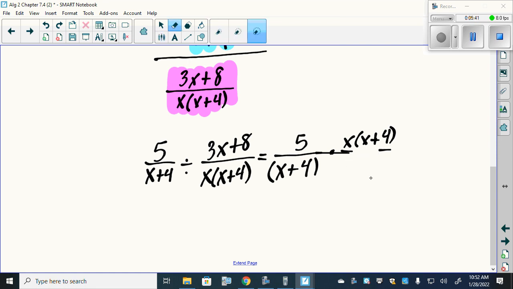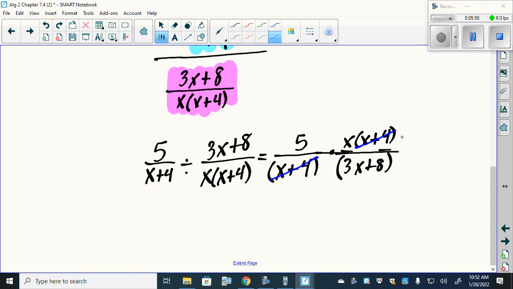I knew I had one too many fives. Because this here should actually be 3x plus 8. Well, here the x plus 4 and x plus 4 will cancel out, leaving us with what on top? 5 and x. On bottom we have 3x plus 8. Now there's not a greatest common factor between 3x and 8, so we can't factor anything out.